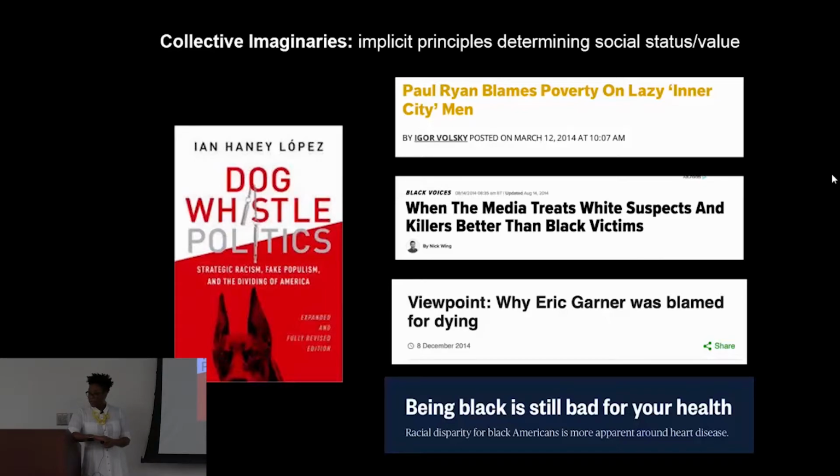Racism is still bad for your health. Anti-black racism is still bad for your health. White racism is still bad for your health. It's still bad for the health of blacks. Sure.